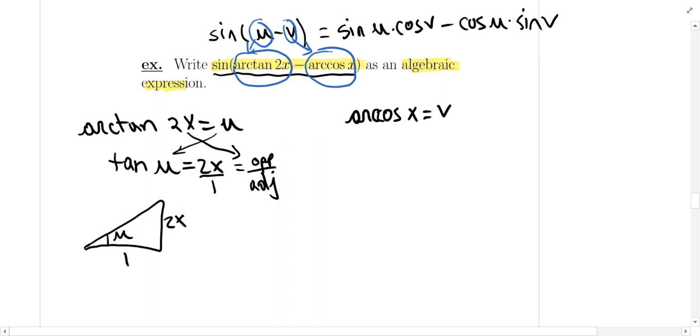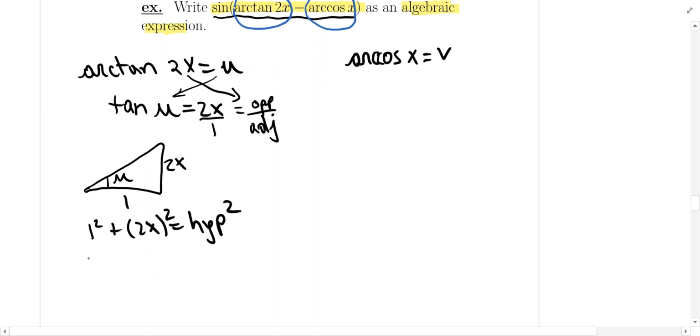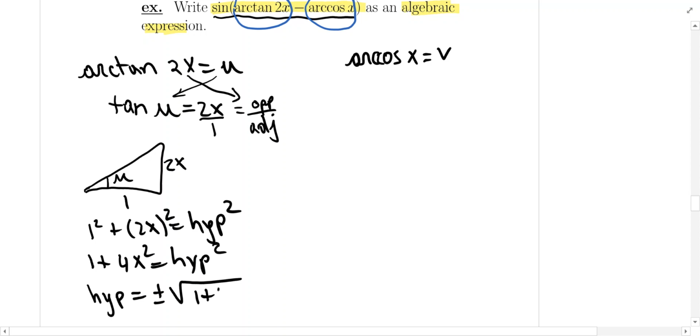So if I want to solve for the hypotenuse, I'm going to say that 1 squared plus 2x squared equals hypotenuse squared. And this is going to give me 1 plus 4x squared equals hypotenuse squared. I'm going to take the square root of both sides. Hypotenuse equals plus or minus square root of 1 plus 4x squared. But since we're always dealing with hypotenuse being positive, I'm going to pick the positive one. So this is what I'm going to put for hypotenuse: square root of 1 plus 4x squared.